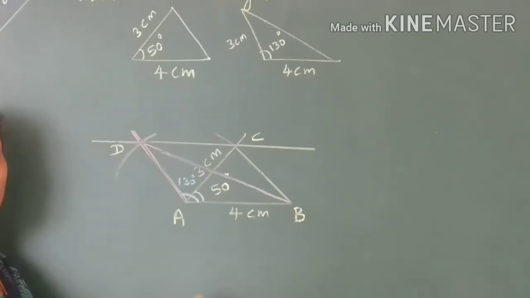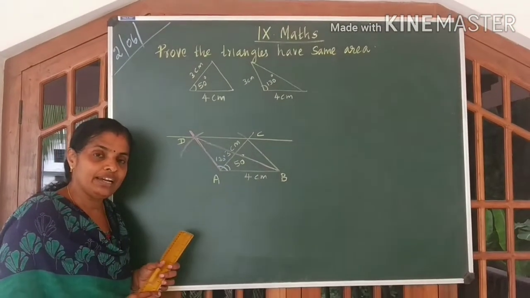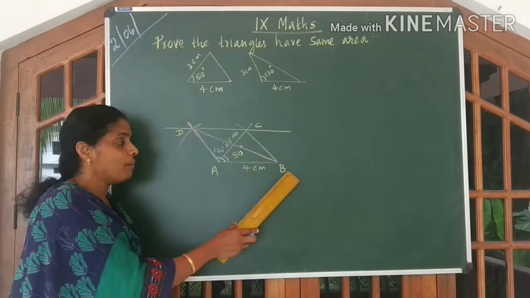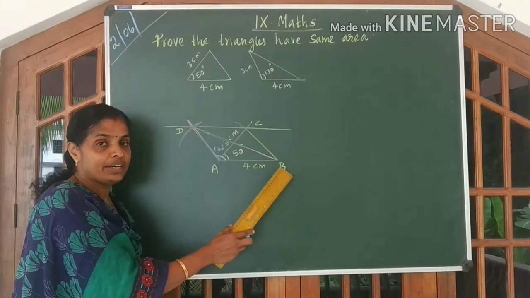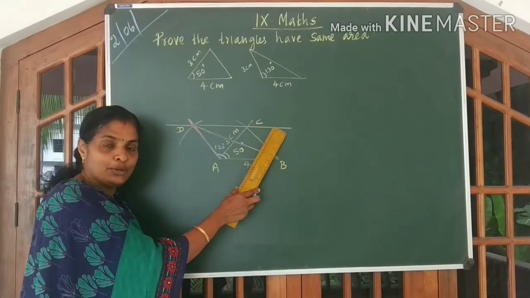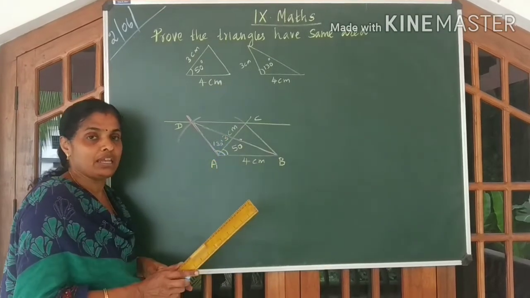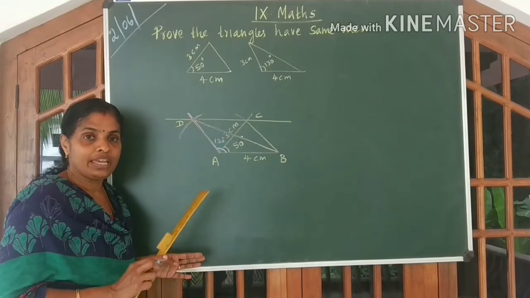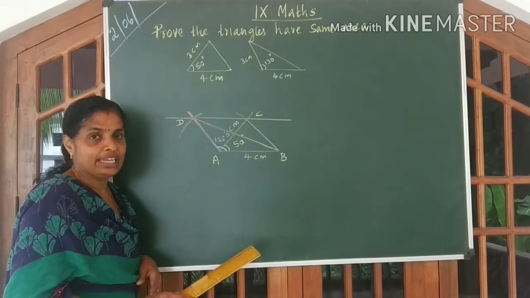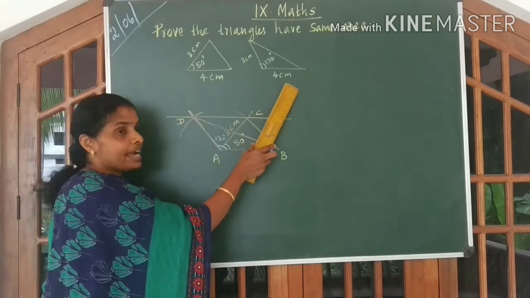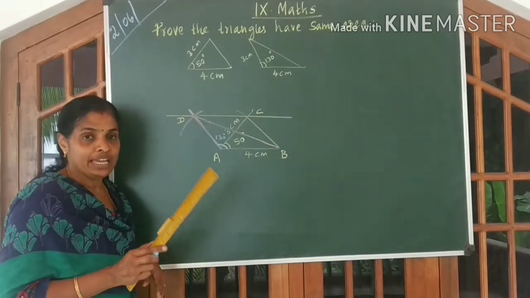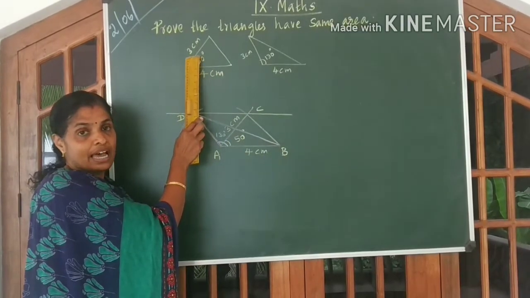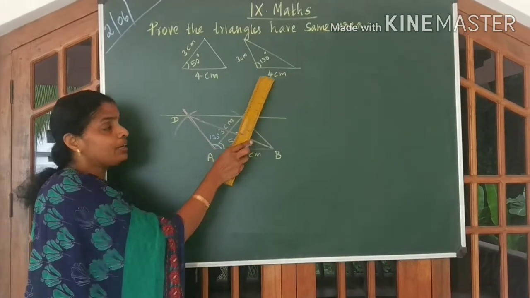So again, come to our idea. What did we learn in the previous class? All triangles with the same base and third vertex on a line parallel to the base have same area. So these two triangles have same area. Is it clear? To find out whether the two triangles have same area, it is enough if you check the two sides and the angle made by the two sides.